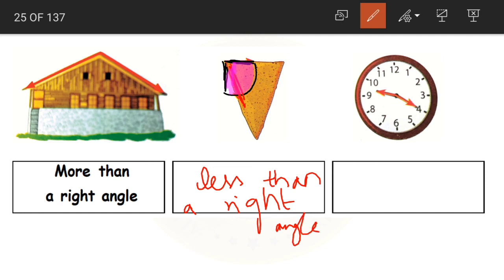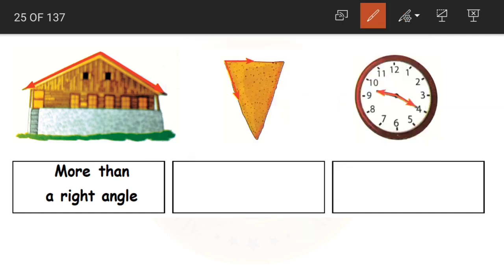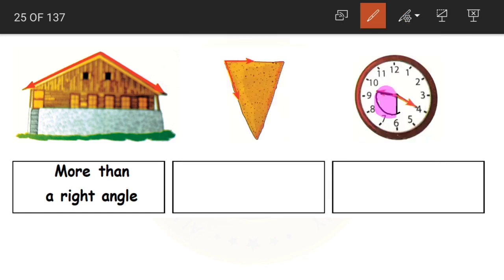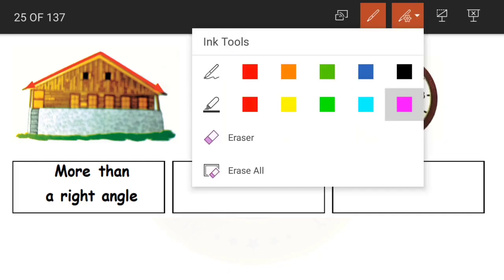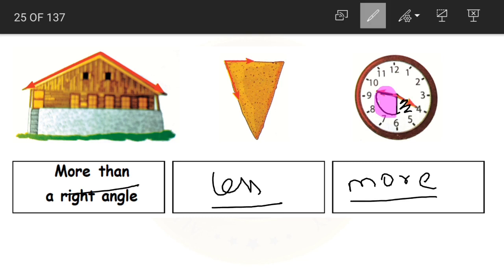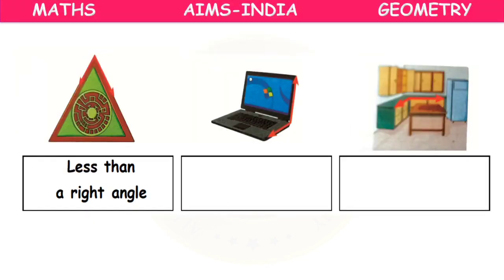Yes. Now again coming to figure 3. Again we have to place it alongside the arms. You can place it like this also. Yes. So this is our right angle here. Now again let me color. This is our right angle. But the actual angle here is more than the right angle. So again it is more. First angle is more, second is less, and again third angle is more than the right angle.